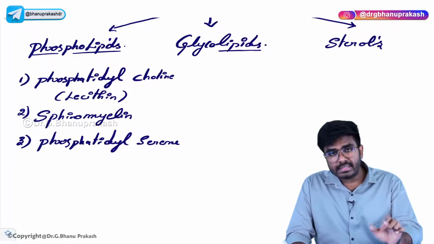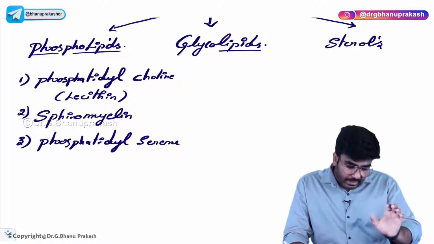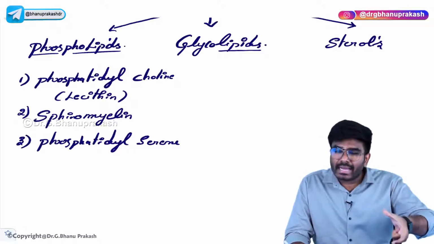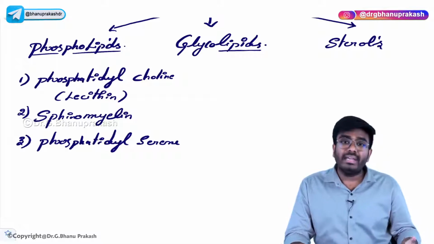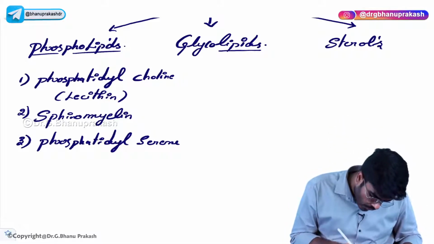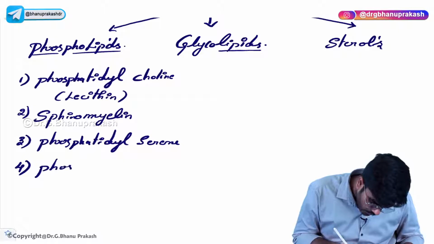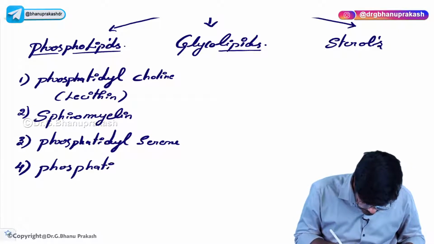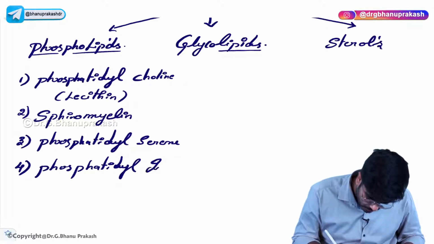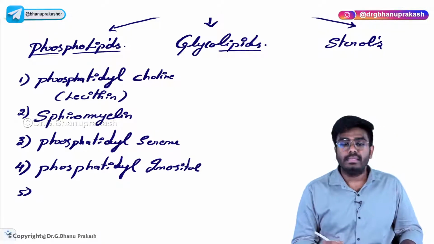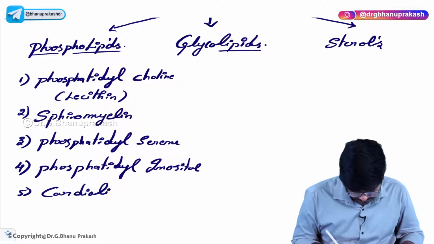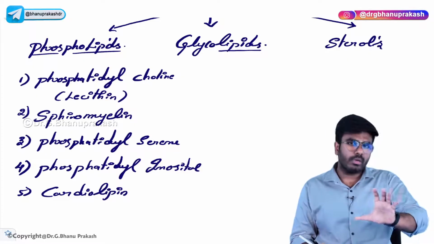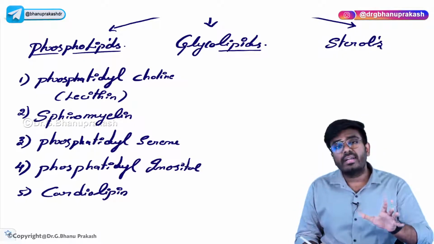Guys, please concentrate. Here I am telling you phosphatidyl. That phosphatidyl is representing the phosphate group. So phosphatidylcholine, phosphatidylserine, and one more thing is there, that is phosphatidylinositol. And the last type is cardiolipin. Don't worry, we will discuss in detail about all the important points about these different types of phospholipids.